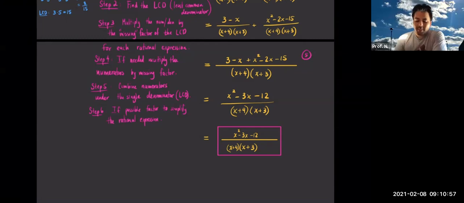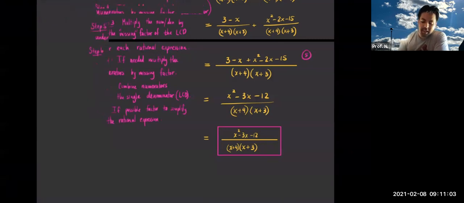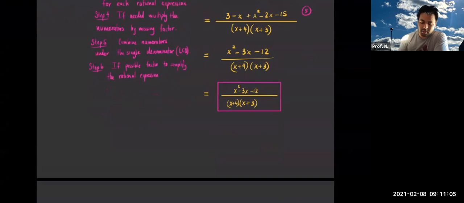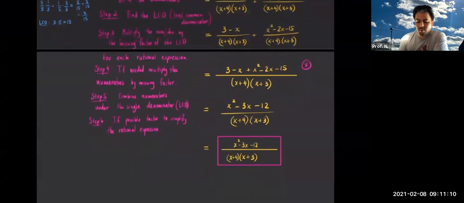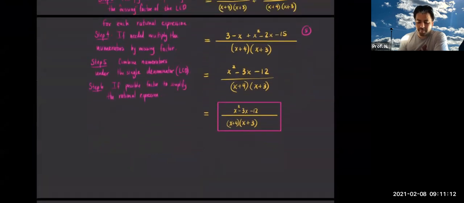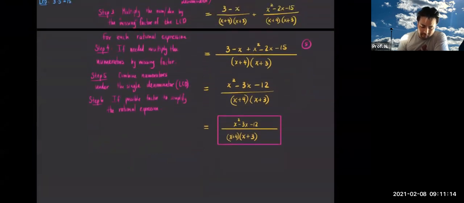No, that wouldn't work for this, but I know what you're talking about. If you notice, you wouldn't be able to cancel the way you think. You're talking about when you have something like x minus 3 and 3 minus x, right? You would say, oh, this is negative parentheses x minus 3 over x minus 3. Cancel these out and you get a negative 1.